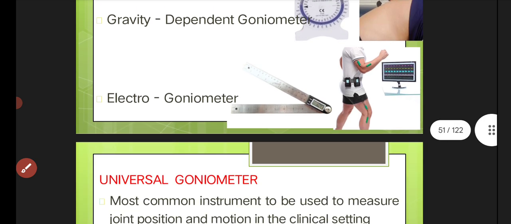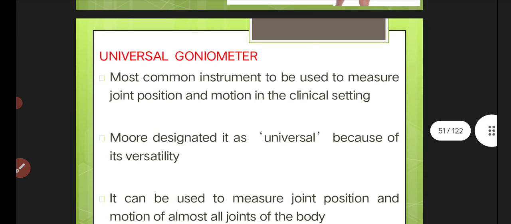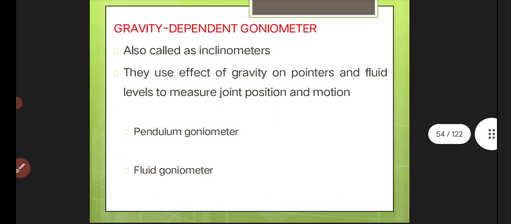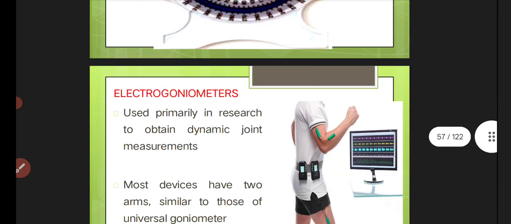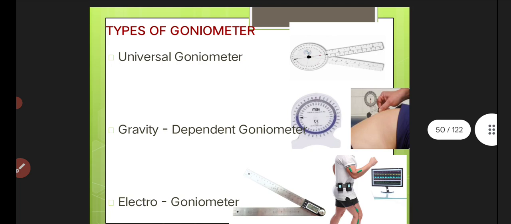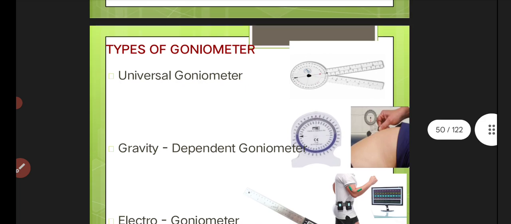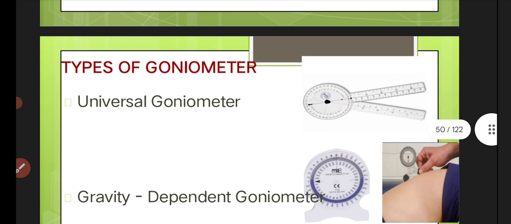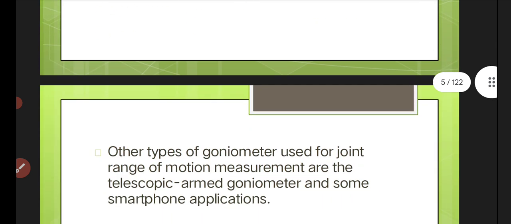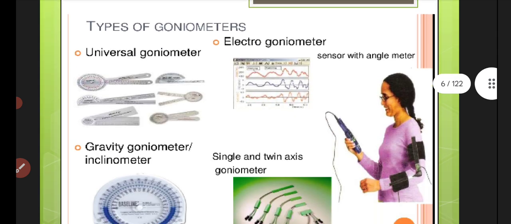Number 3 is the electrogoniometer. Here three types of goniometer are important, and other types of goniometer are also there. These are the universal goniometers, and these are the electrogoniometers.